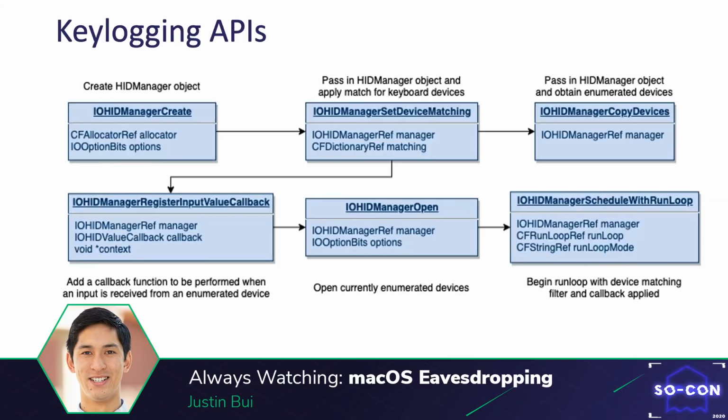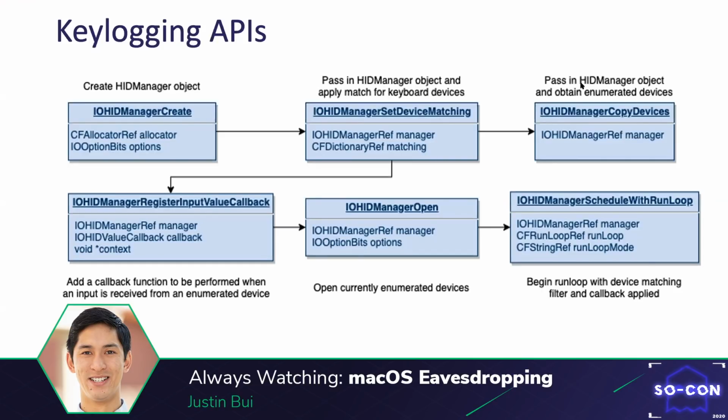Here's a more graphical view of the API calls necessary for keylogging. So first, we'll use IOHIDManagerCreate to create that HID manager object. With that HID manager object, we can pass it to IOHIDManagerSetDeviceMatching. Here, we're going to match specifically on keyboard devices because that's what we're interested in.